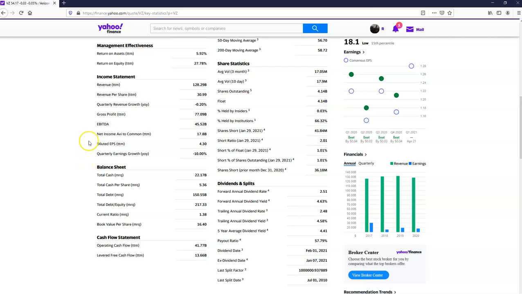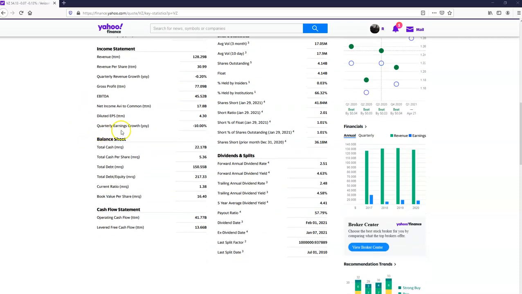Some of the most important numbers here are, of course, the EBITDA. This is earnings before interest, taxes, depreciation, and I just forgot what the A stands for. Amortization, yes. So the EBITDA is the earnings before interest, taxes, depreciation, and amortization. And it's basically used as an indicator of profitability for a business. This is a gross profit. This is revenue per share.